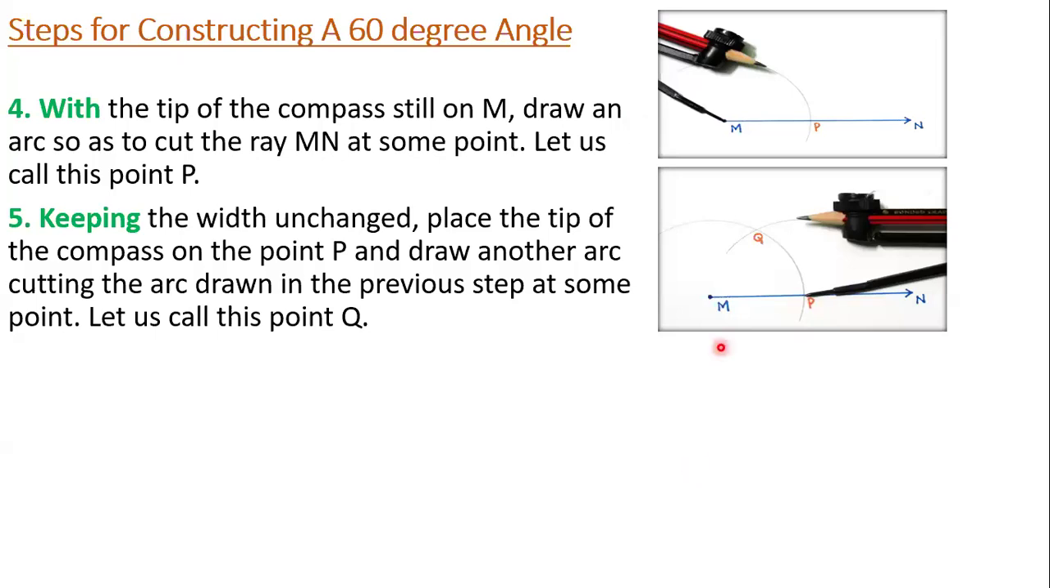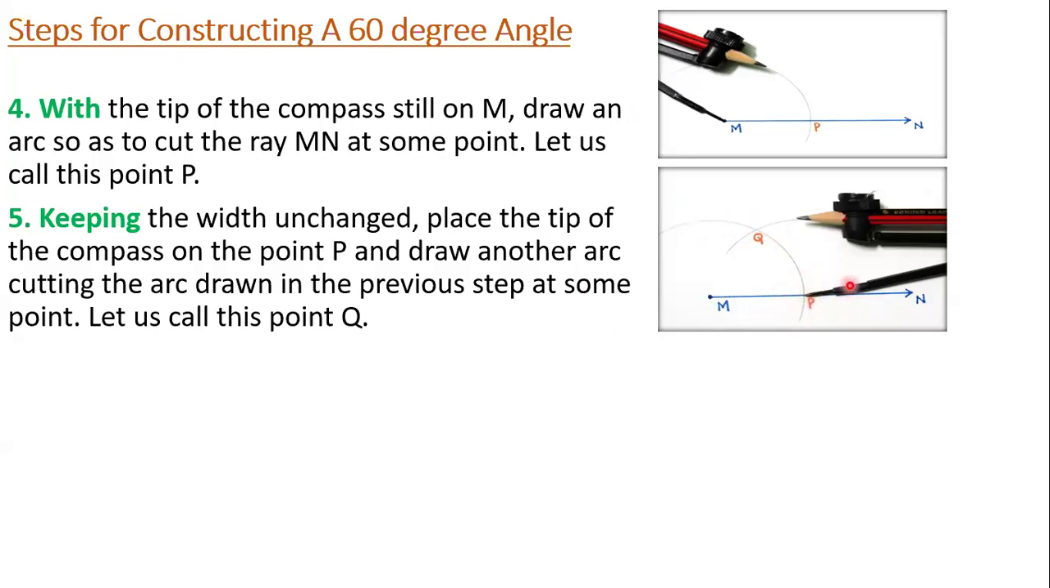You could explain it one more time. Okay. So what I did was we already had our ray MN drawn from the second step. We already had this arc drawn, the same one there. We already had that drawn, which intersects our ray at point P.